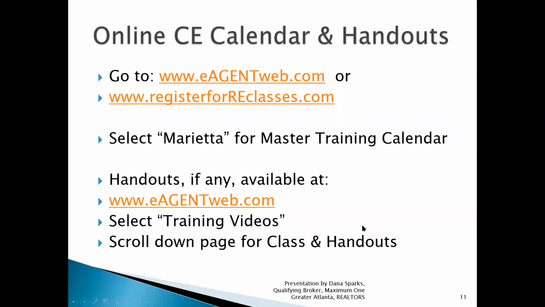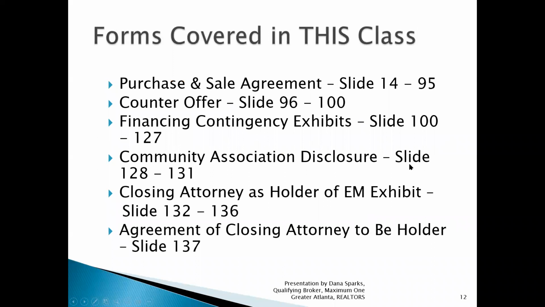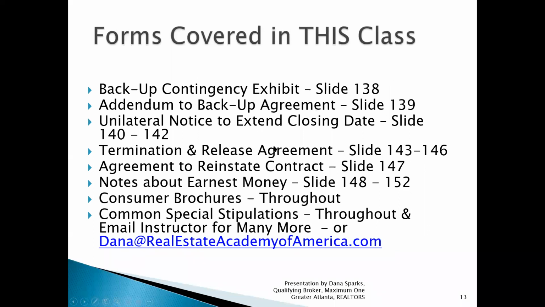All right, here we go, everybody. Deep dive. The forms that I am going to cover in this class are the purchase and sale agreement, the counter offer, the financing contingency exhibits. I'm going to touch on the community association disclosure. Closing attorney is holder of the earnest money. Backup exhibit, addendum to the backup exhibit, which is a new form for 2023. The unilateral notice to extend the closing date, TNR, how to reinstate a contract if it has been terminated and the parties want to go back under contract.